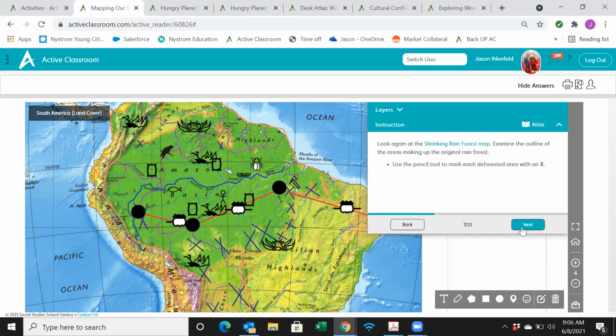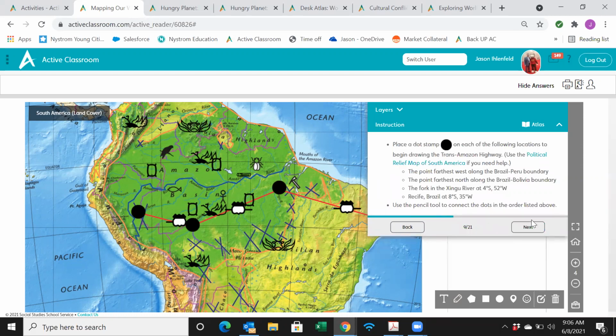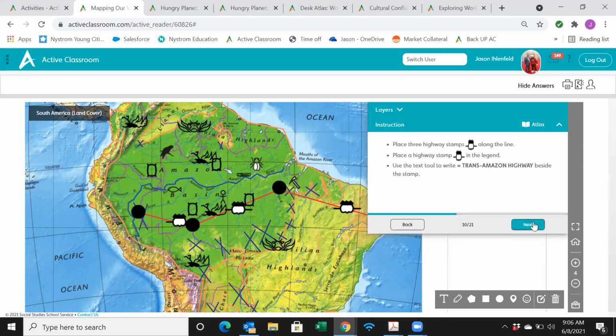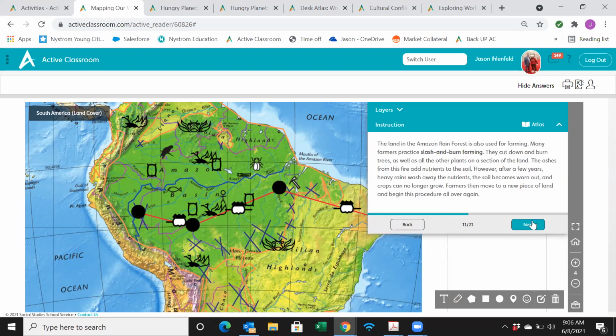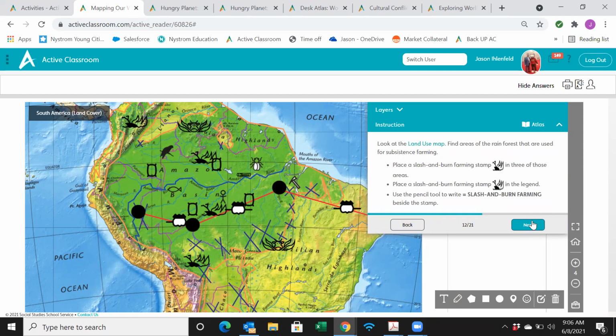And then it gets into the effects of deforestation. There's a shrinking rainforest map. It talks about the Trans-Amazon Highway. So that highway being built is contributing to the deforestation. Then it has the students mark up some things on here, placing the highway stamp on, and then it goes into slash and burn farming. So it talks about all of those different things that contribute to it.